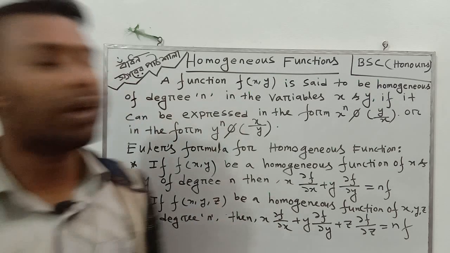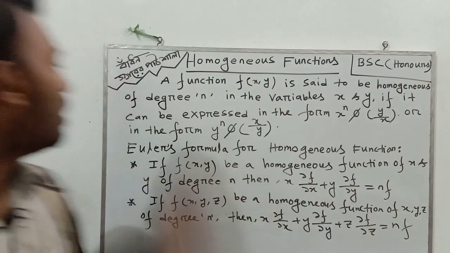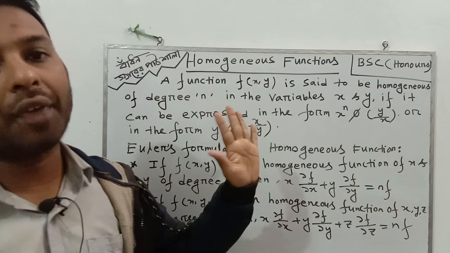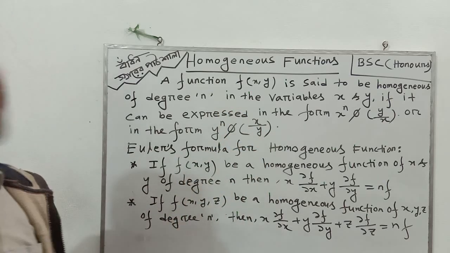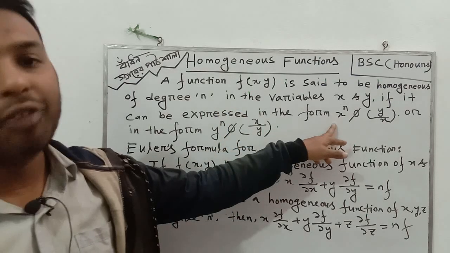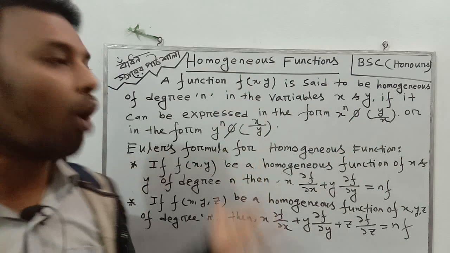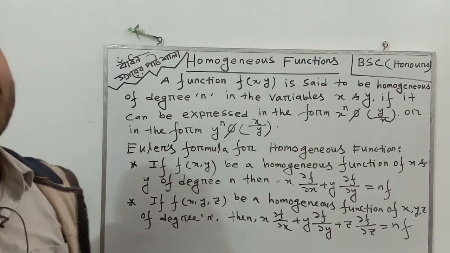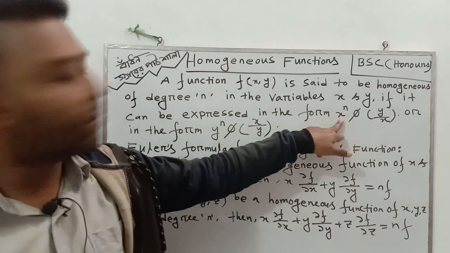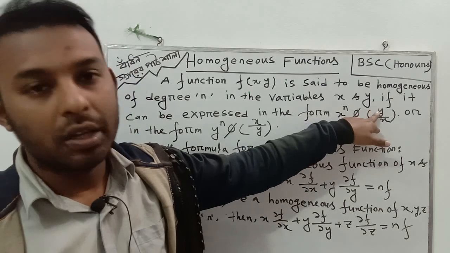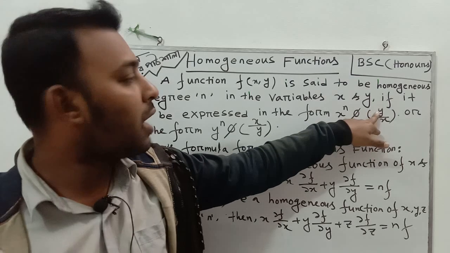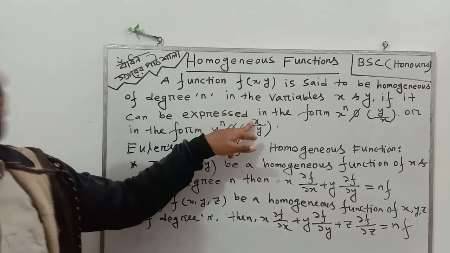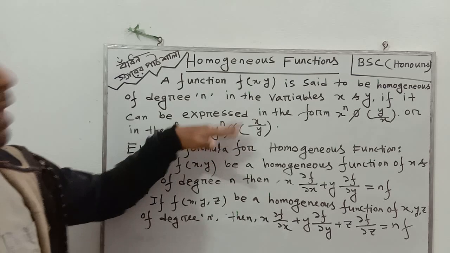A function f of x, y is said to be homogeneous of degree n in the variables x and y if it can be expressed in the form x power n phi of y by x, or y power n phi of x by y. We have to see carefully: if here it is x, there it will be y, and if here it is y, there it will be x. We have to look at this carefully.